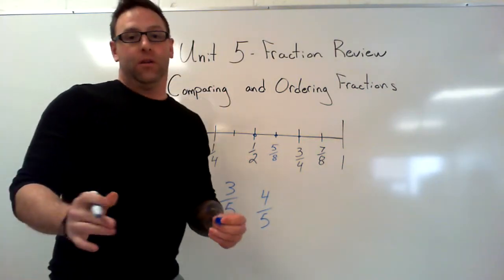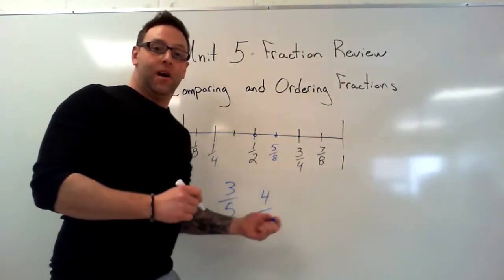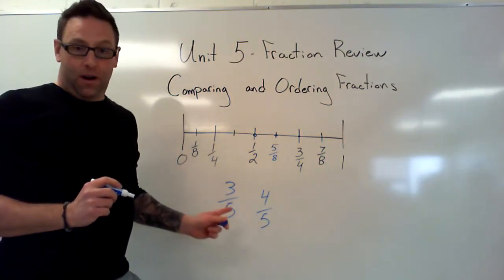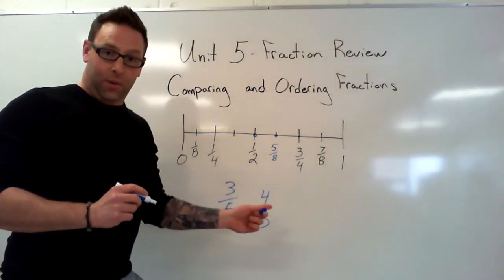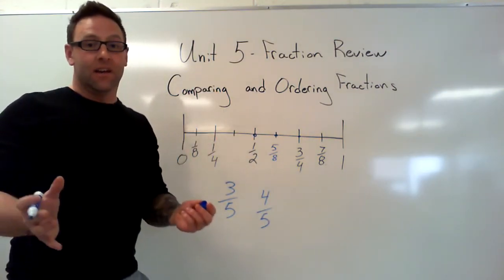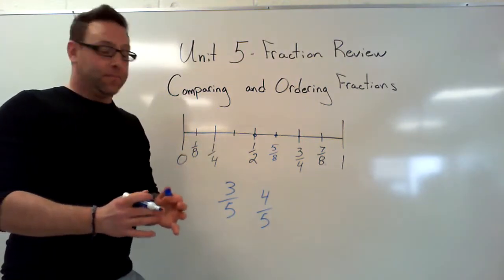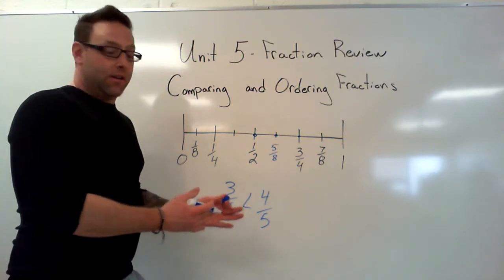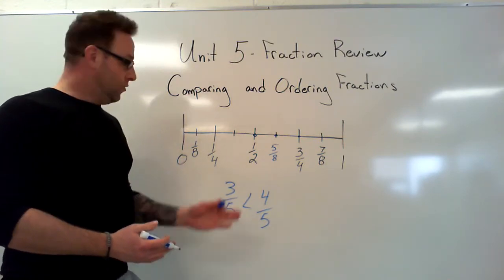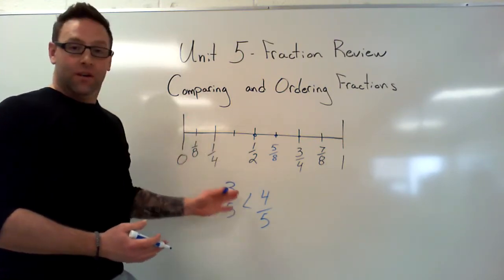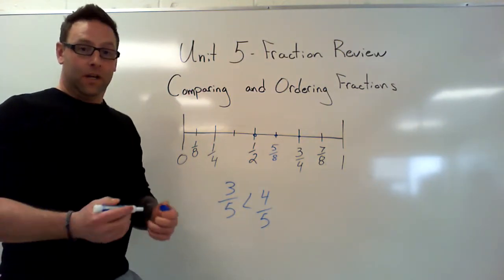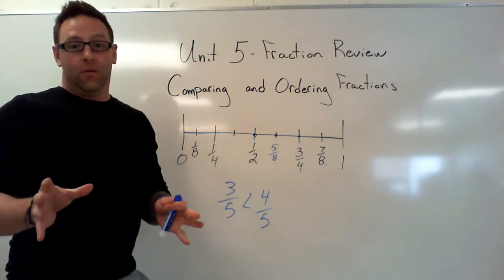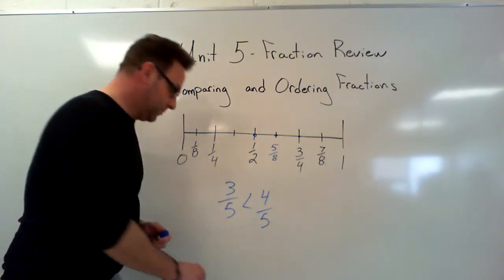If we think about a pie, and I've divided this pie into 5 pieces. If I have 3 pieces of pie or 4 pieces of pie, it's pretty easy to see which one's bigger. We know that 4 pieces of pie is bigger than 3 pieces of pie. So 4 over 5 is bigger than 3 over 5. Now, the part that gets confusing is if we've got a different denominator to compare fractions.